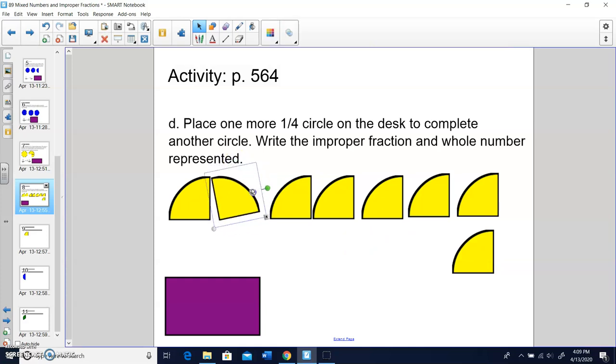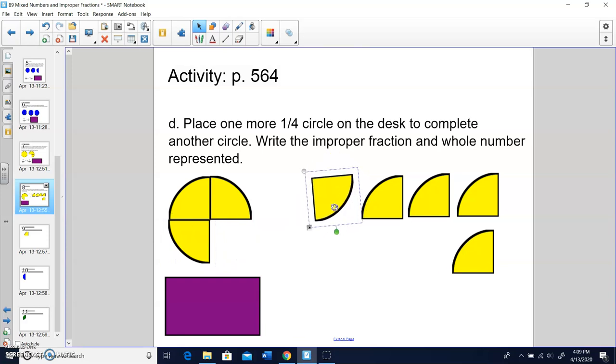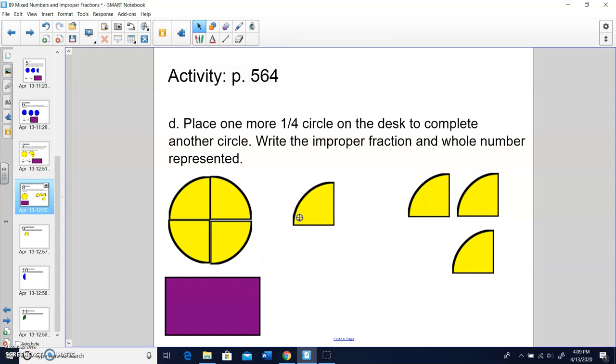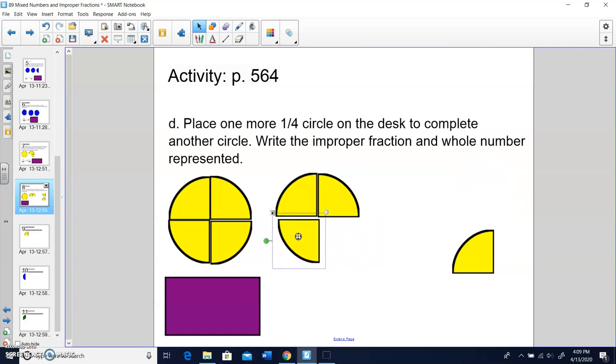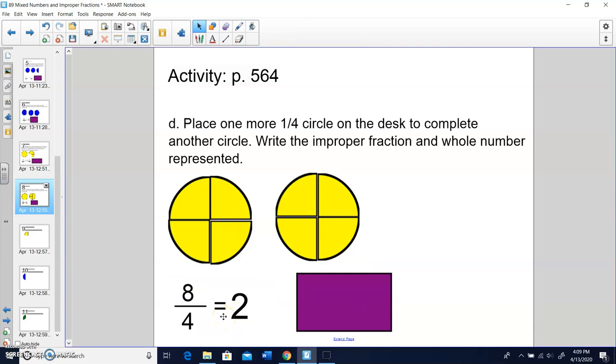And then I'm going to try to make my circles with the pieces I have. So 1/4 plus another 1/4 gives me a half circle. If I can get things to cooperate. Okay, there's one whole, and I have 4 pieces left, so that's going to give me another full circle. Okay, so I will have 2 whole, and what's my improper fraction? How many parts do I have? I know there are 4 in each, so 1, 2, 3, 4, 5, 6, 7, 8. So 8/4 is the same as 2 whole circles.